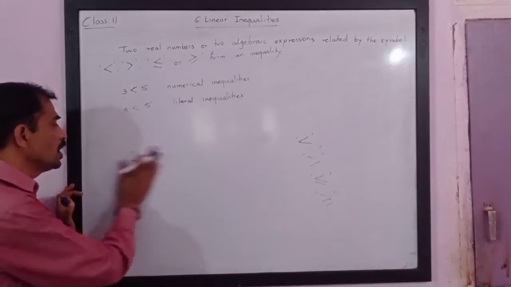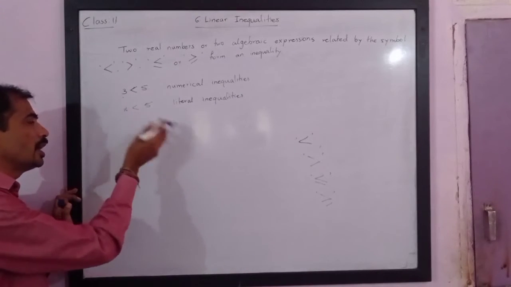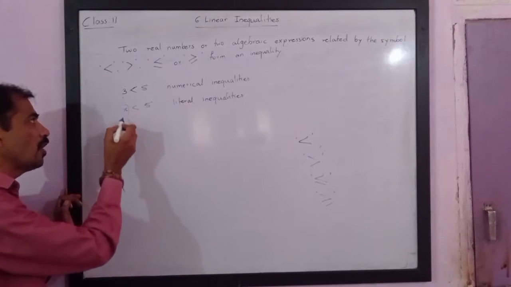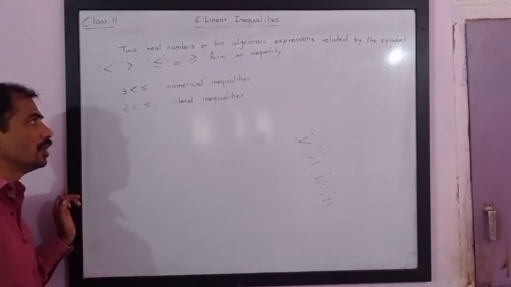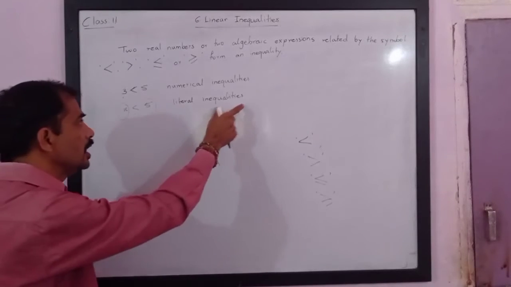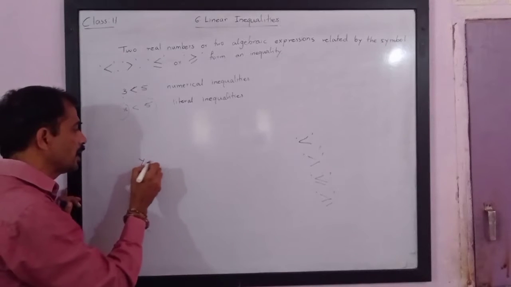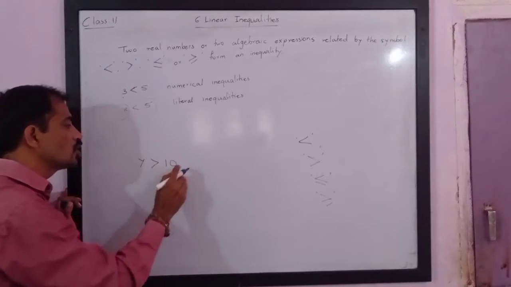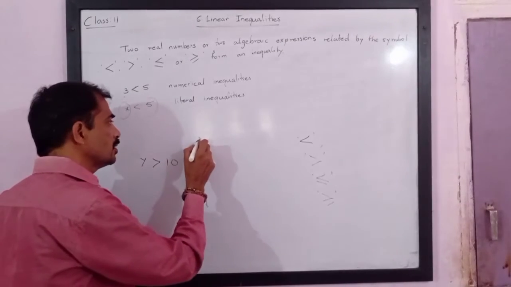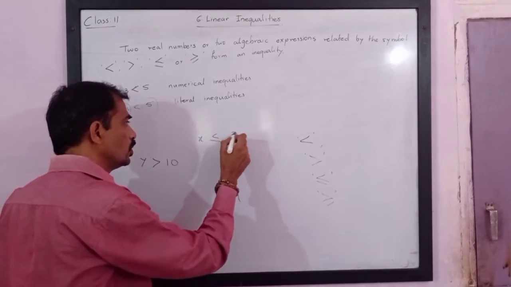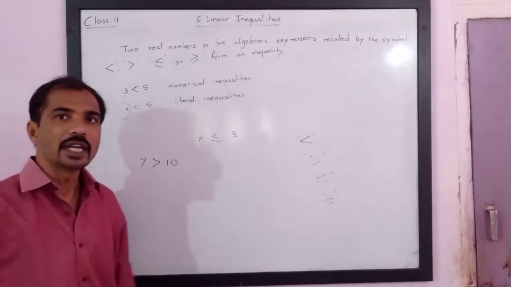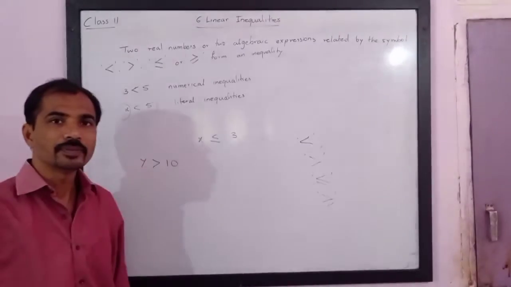The second type is if there exists a relation like x less than 5. Please note here an alphabet is there, here it is a number. Hence, such relations are called literal inequalities. You can take y greater than 10, or x less than equal to 3. These are also literal inequalities, because they contain a variable.